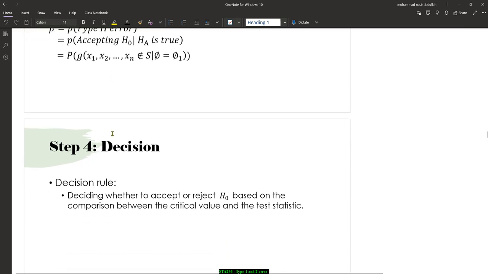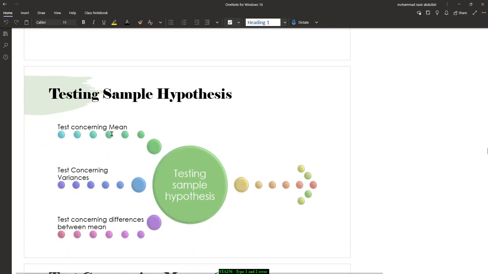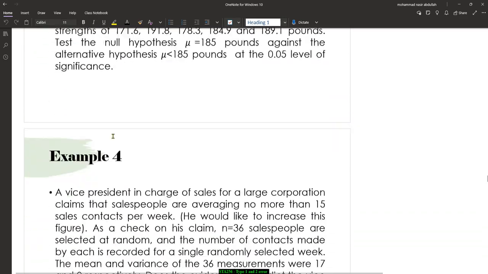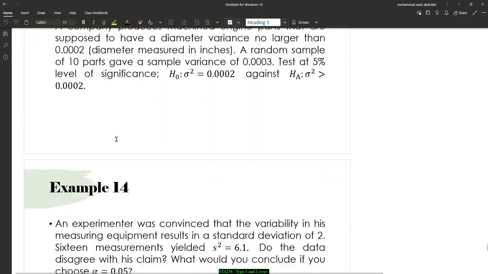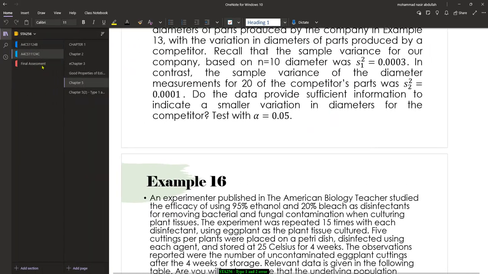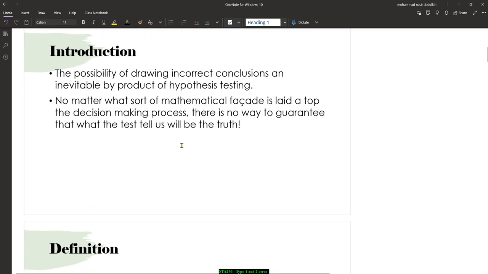In the last class we also looked at how to develop a decision rule. We learned what the rejection area and acceptance area are. So basically, the introduction to hypothesis testing, we have seen everything up to test of variance. Now today we're going to look at type 1 error and type 2 error in detail. Again, the possibility of drawing an incorrect conclusion is an inevitable byproduct of hypothesis testing.